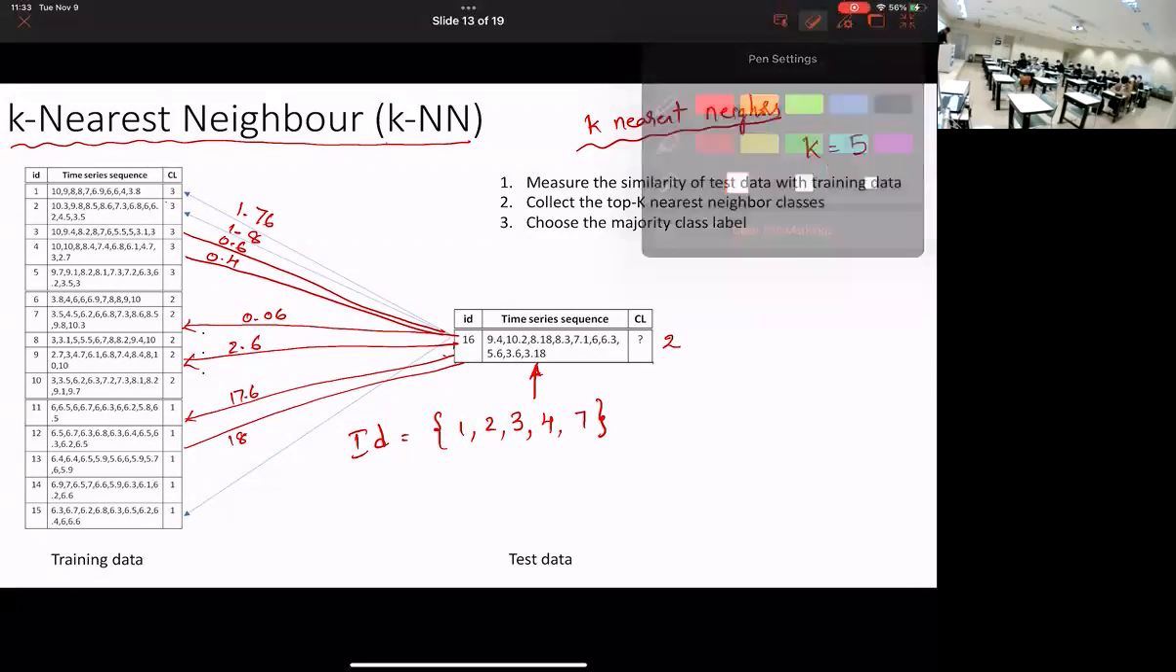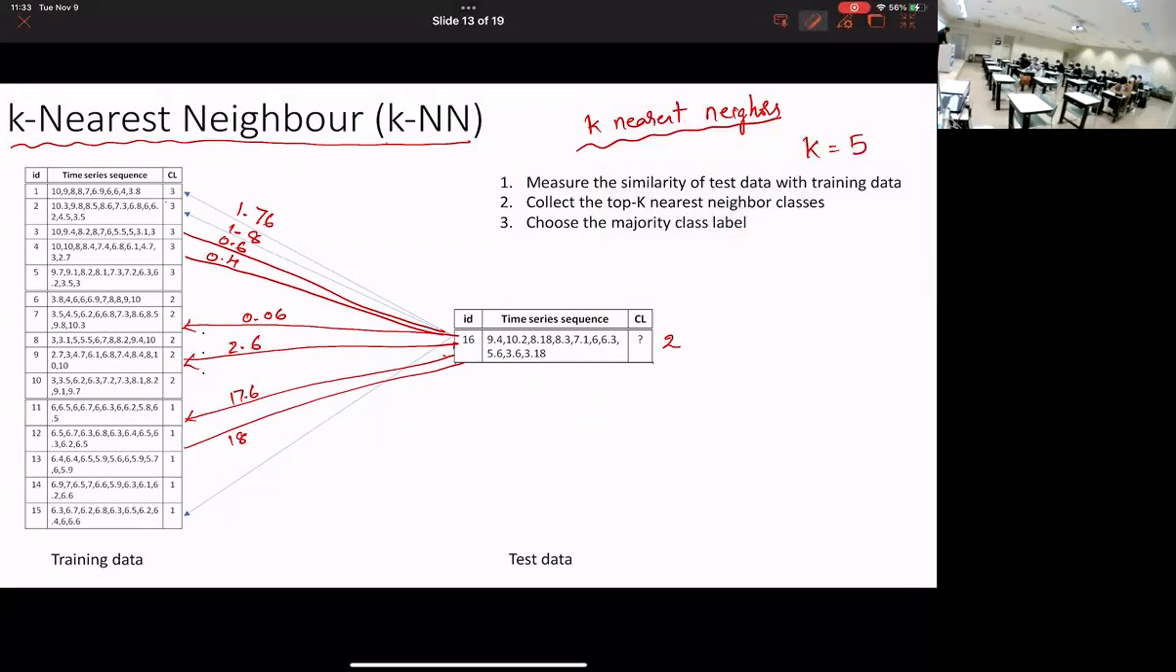So let me delete this. Correct distance measures. So the closest ID, please tell me. 7. Next closest one. 4. Next closest one. Next closest.